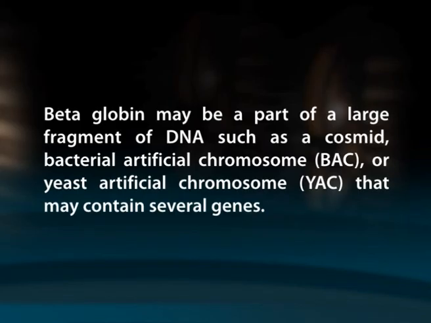Beta globin is part of a chromosome. In the case of human RBP, we will see that its gene is situated on chromosome 11. Beta globin may be a part of a large fragment of DNA such as a cosmid, bacterial artificial chromosome or BAC, yeast artificial chromosome or YAC that contain several genes. A BAC is a large segment of DNA, typically about 200,000 base pairs or 200 kilobases, that is cloned into bacteria. Similarly, YACs are used to clone large amounts of DNA into yeast. BACs and YACs are useful vectors with which to sequence large portions of genomes.